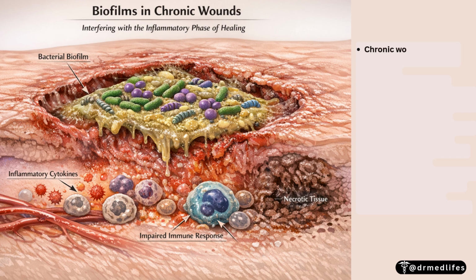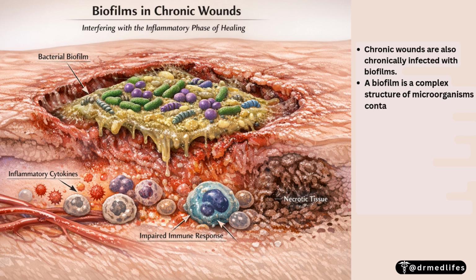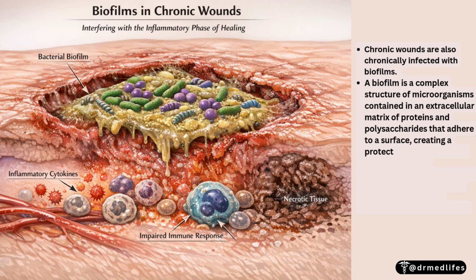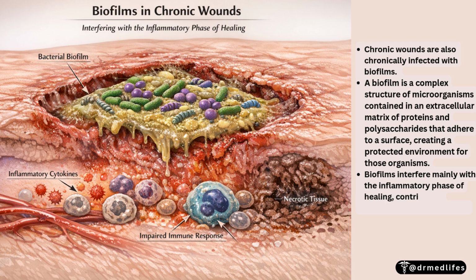Chronic wounds are also chronically infected with biofilms. A biofilm is a complex structure of microorganisms contained in an extracellular matrix of protein and polysaccharides that adhere to a surface and create a protected environment for those organisms. Biofilms interfere mainly with the inflammatory phase of healing, contributing significantly to non-healing.